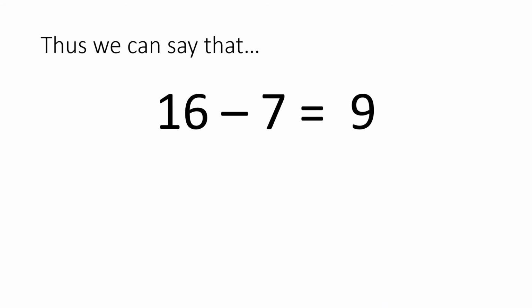1, 2, 3, 4, 5, 6, 7, 8, 9. Thus we can say that 16 minus 7 is 9. Because Alice had 16 chocolates, she gave 7 which got subtracted from her collection and she had 9 left. So this is a number statement to represent that example.